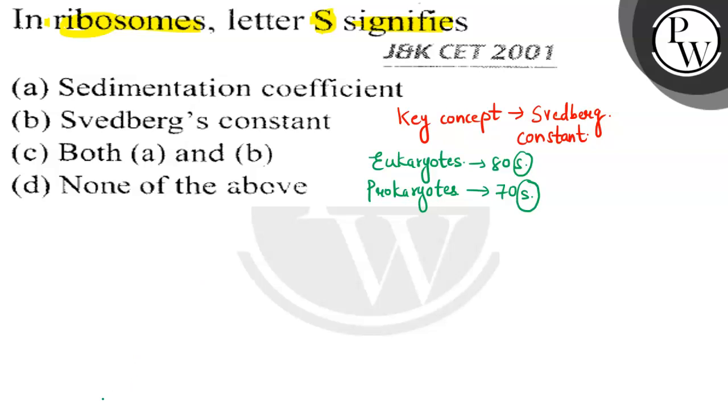Fine. Now, if we talk about the size of the ribosome, on what is the size of the ribosome determined? That is basically based on the sedimentation coefficient. It is based on the sedimentation coefficient in the centrifuge.